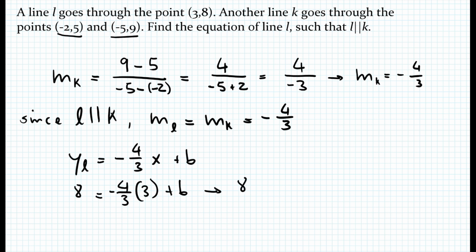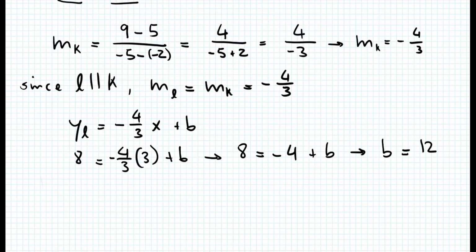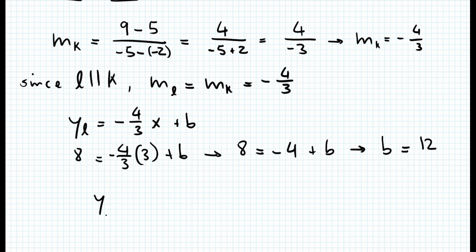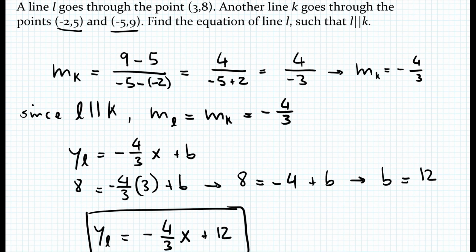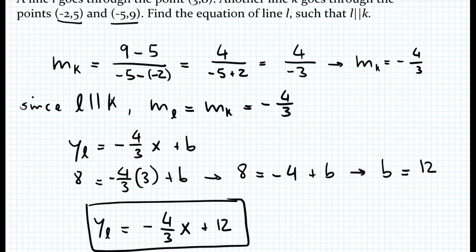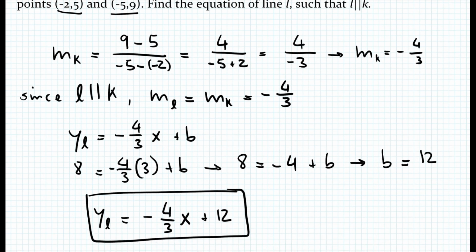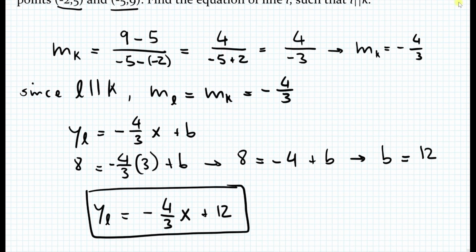So if we do the math here, we get 8 is equal to -4 plus b, and therefore the b value is going to be 12 because we're adding 4 on both sides. So therefore the final answer is the following: y sub L is going to be equal to -4/3 x plus 12. And that is the answer, okay, right here. Again, I would always double check if it works. You can input the point (3, 8) and see if it works. It should actually work. And other than that, that's basically it, okay?